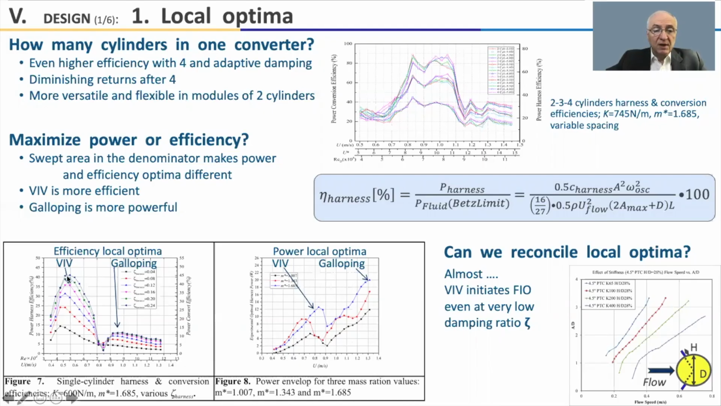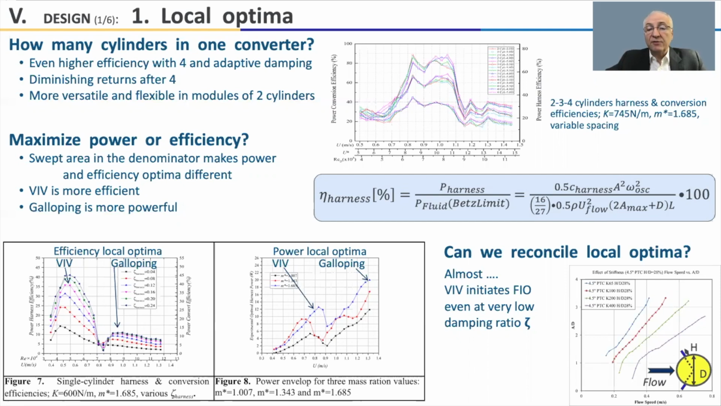The local optima in VIV or in galloping between efficiency and power do not coincide. So the maximum local efficiency in VIV is located at the beginning of the upper branch. The maximum power is located at the end of the upper branch. Similarly, in galloping, the local maximum in efficiency is located at the beginning of the fully developed galloping, while the maximum power at the end of the fully developed galloping.